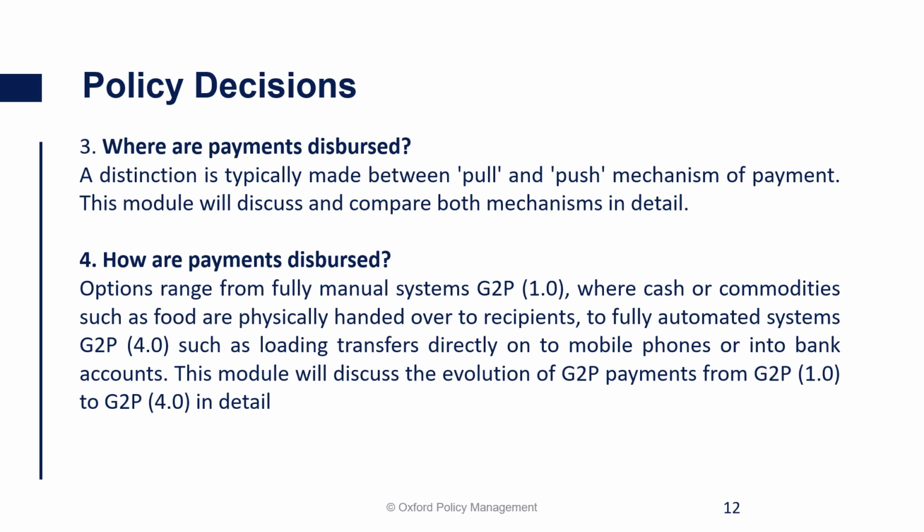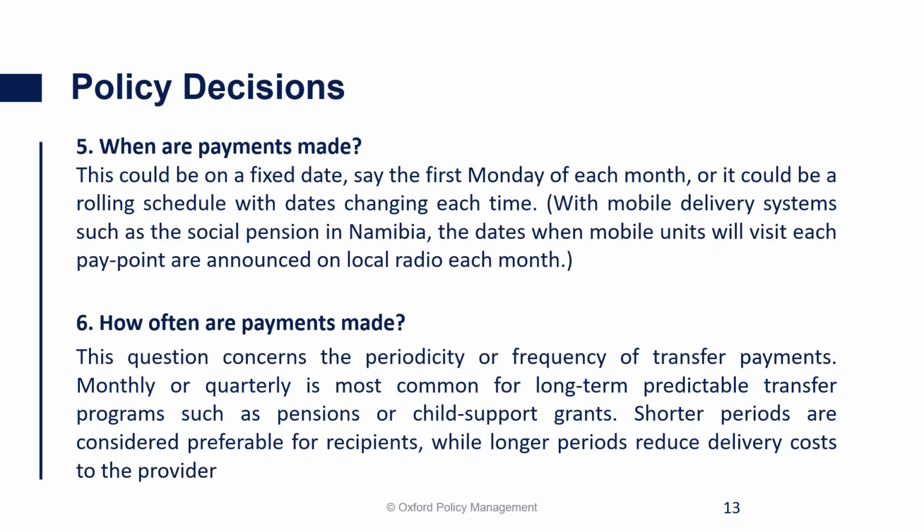And again, in this module, we will discuss in detail the evolution of G2P payments, from the first pillar of G2P payments to the very refined pillar of G2P payments. Next, we discuss when payments are made. This could be on a fixed date, let's say the first Monday of each month, or it could be a rolling schedule with dates changing each time. With a mobile delivery system such as social pension in Namibia, the dates when mobile units will visit each pay point are announced on local radio each month.